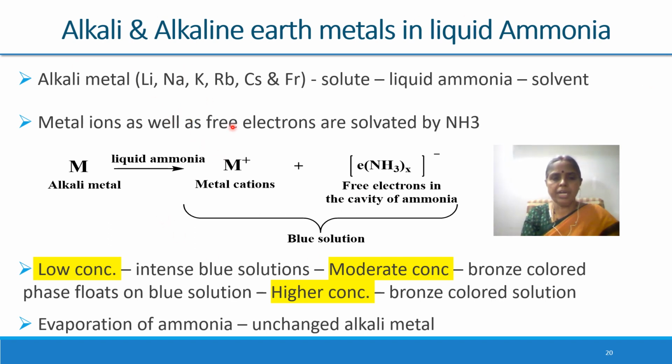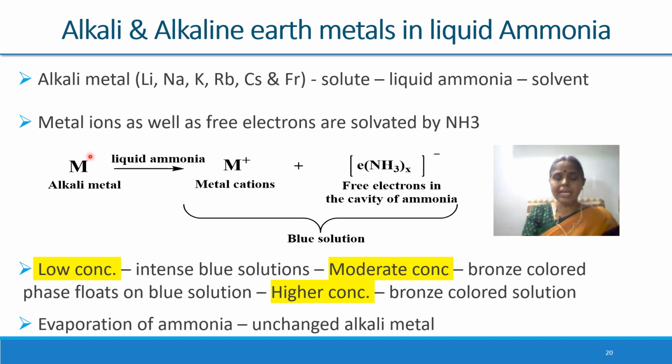We know that lithium, sodium, potassium, rubidium, cesium and francium are the alkali metals, and they are the solutes in liquid ammonia which acts as the solvent. Metal ions as well as free electrons are solvated by ammonia. We know hydrated. Likewise, if the solvent molecules surround the particular charged species so as to reduce the total energy of the system, then you call it solvation or hydration. You can see here alkali metal is represented as M. In liquid ammonia, it forms M plus cations. That is because alkali metals can very easily lose their valence electron to form the M plus unipositive cation, because their ionization potential is very low. After losing that single electron, they get the noble gas configuration. They lose their electrons very easily. All this we already know.